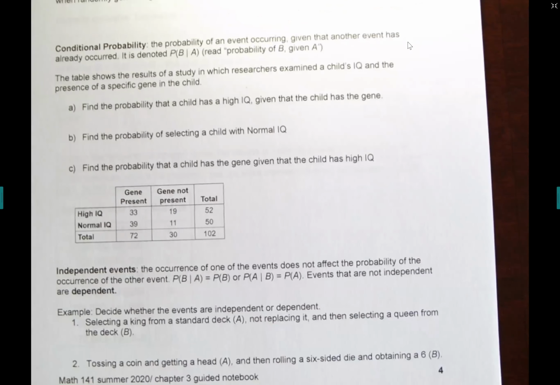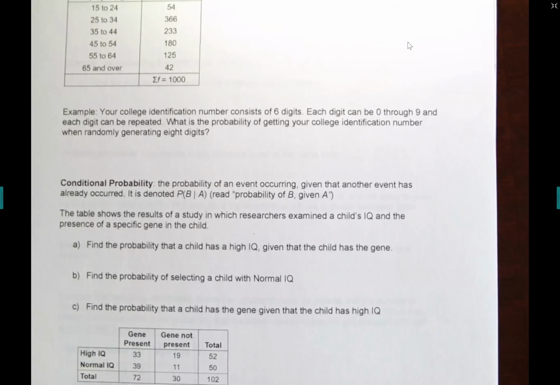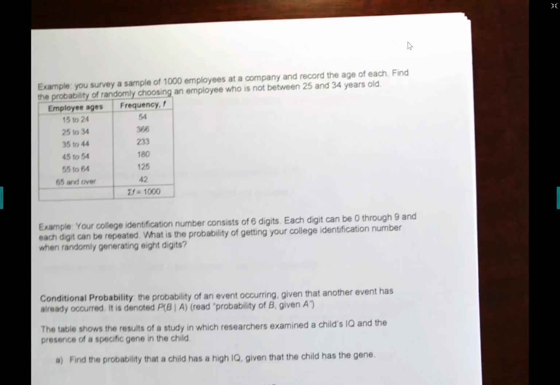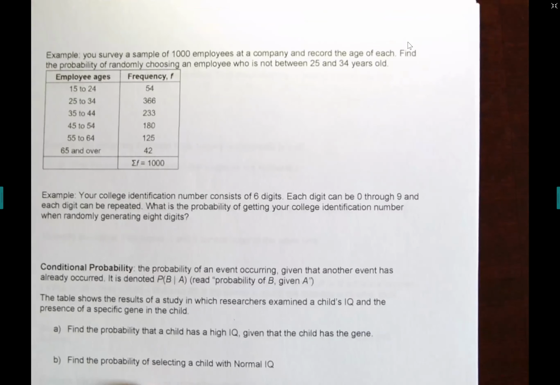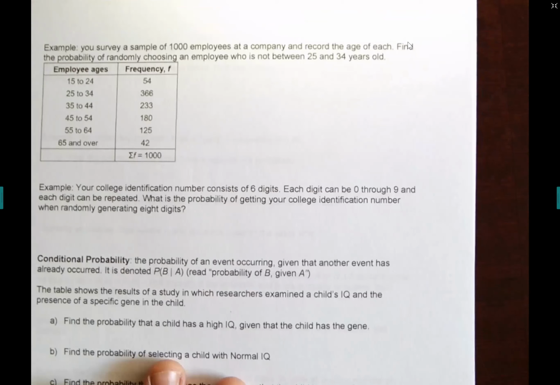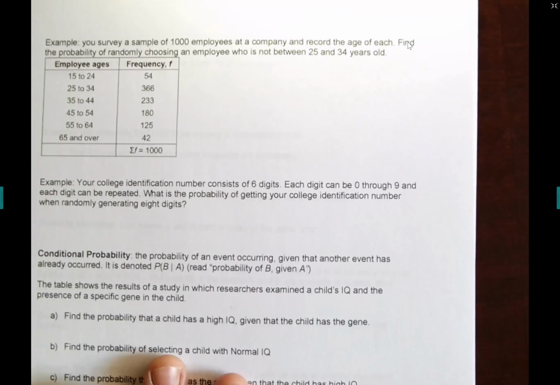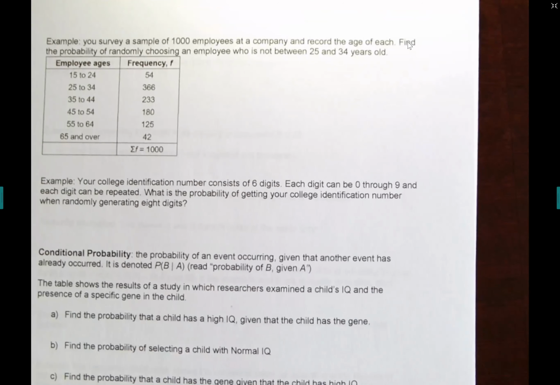Let's do the next question example. If I'm going too fast for you guys, let me know. I can slow down a little. You survey a sample of 1,000 employees at a company and record the age of each. What's the probability of randomly selecting an employee whose age is not between 25 and 34?